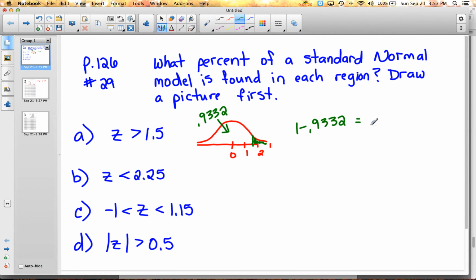So I get 0.0668. Now, it does say what percent, so I'll say 6.68%, moving the decimal 2 places. All right, next problem asks for a z-score less than 2.25.